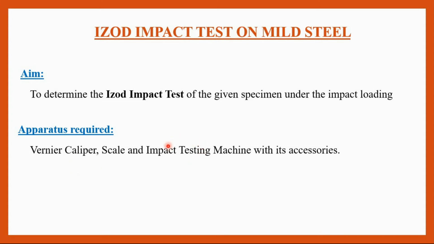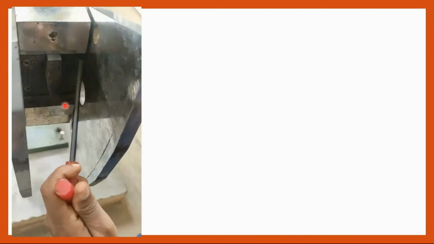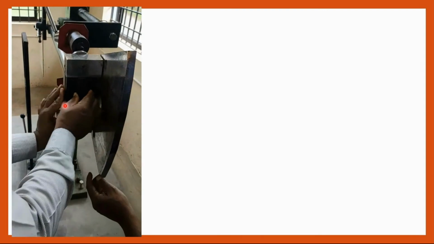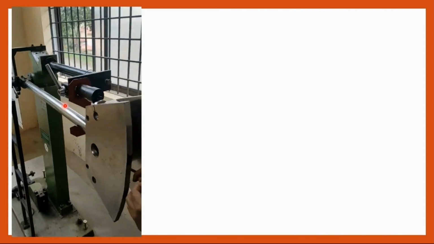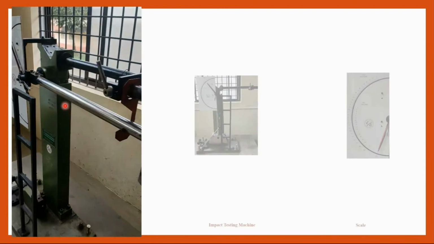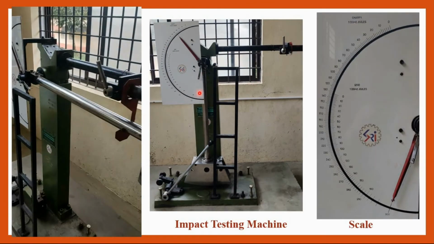We need to make some adjustments in the machine. We need to move the pendulum from 141.8 degrees to the position of 90 degrees, and we need to place the striker. We remove the previous striker and place the new striker for the Izod impact test. Then the machine is ready. The difference is that the pendulum is moved from 141.8 degrees and placed at an angle of 90 degrees, and the striker is also different for the Izod impact test.